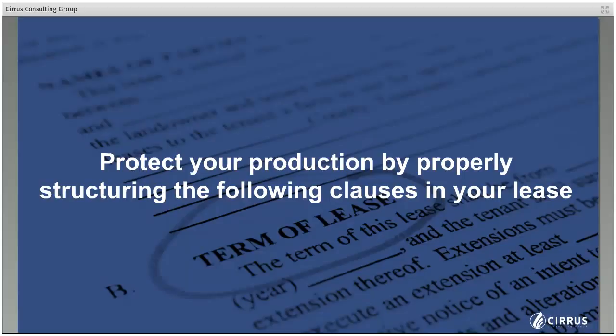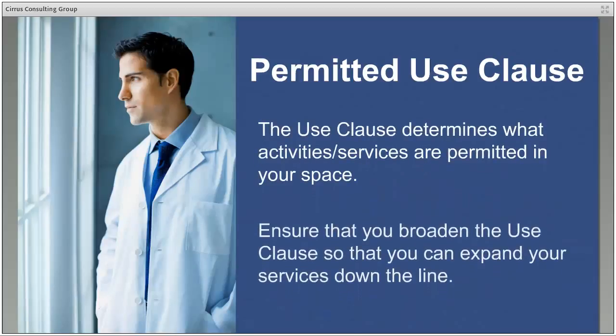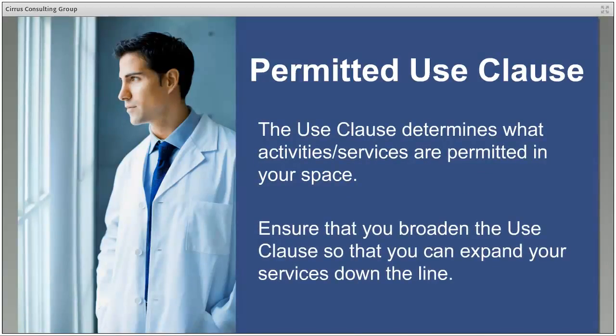There are a few clauses in the lease agreement that you can utilize to protect your production. I'd like to go through a few of those articles now. So if you have your lease agreements with you, it would be beneficial to follow along to ensure that you have these articles, and if you don't, ensure that you know where and how to include them in the lease agreement.